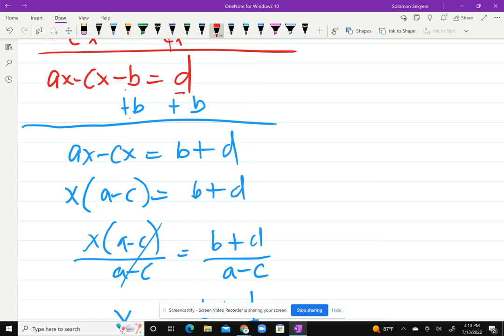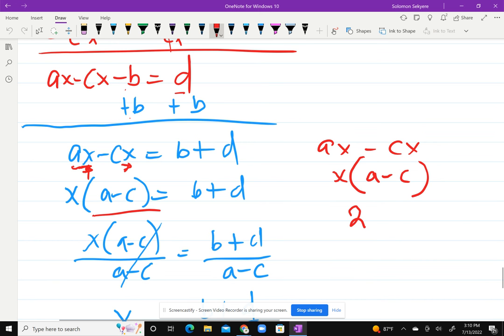See, but since we don't have actual numbers here, this is the step that changes a little bit. The target variable we are looking for is x. We want x by itself. We have x here, ax minus cx. So whenever you have that, you isolate your x, you factor it out, and you have a minus c in parentheses. See that? This is the same as this. Now, once I have that, x in parentheses a minus c equals b plus d.